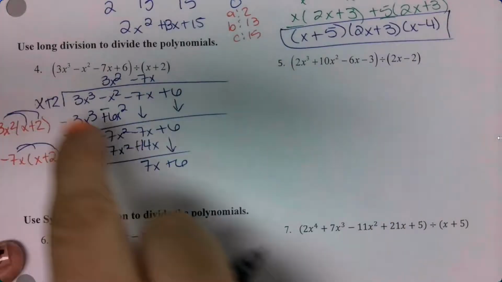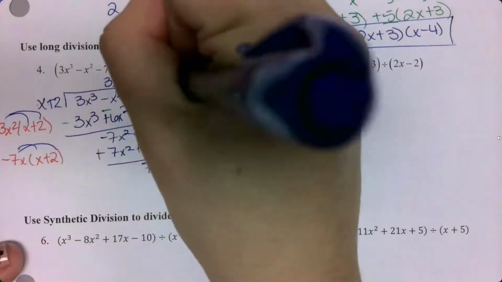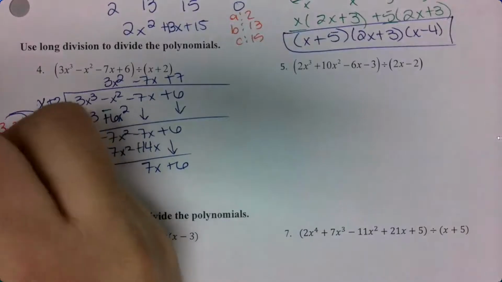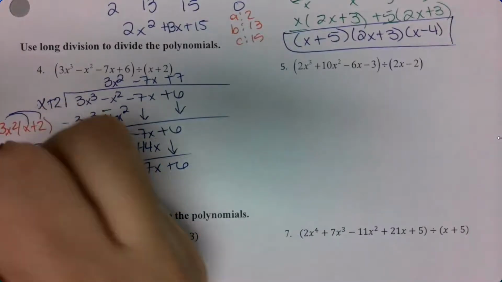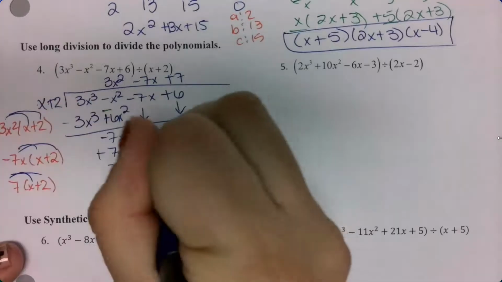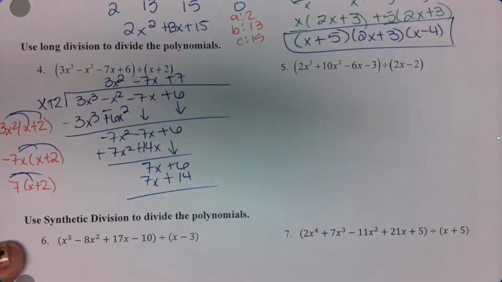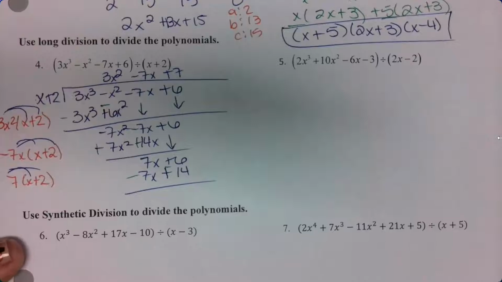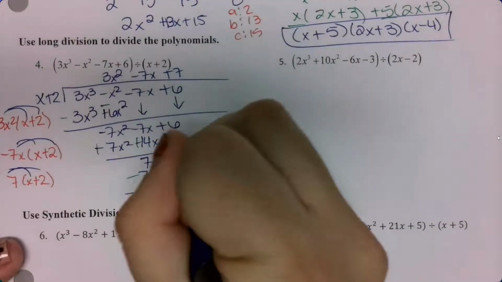I want to turn x into 7x. I multiply by 7. So 7 times x plus 2 is going to give me 7x. 7 times 2 is 14. Then I change my signs. 7x minus 7x cancels out. 6 minus 14 is negative 8.